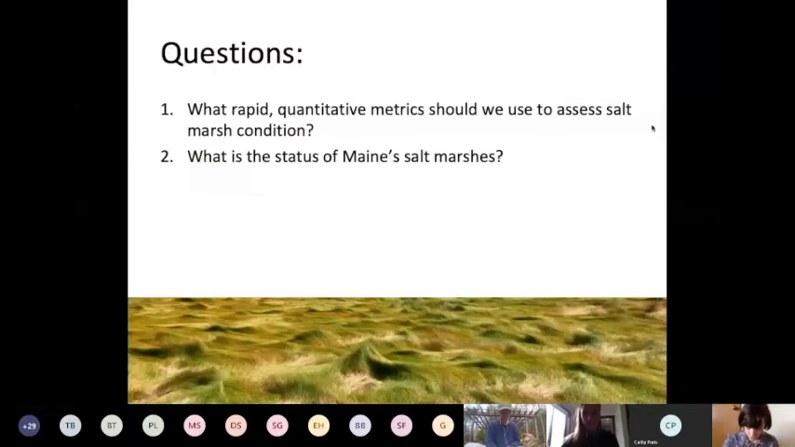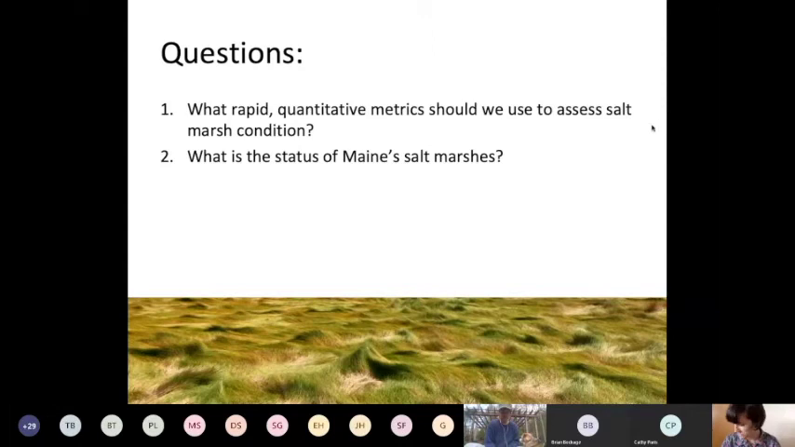So when I started this project in partnership with the state of Maine, I really had two big questions. The first was, what are the metrics that we should use when we are assessing salt marsh condition? Knowing that the state of Maine wanted metrics that were rapid, in other words, a site could be completed in a single day, quantitative, and of course, metrics that were ecologically and statistically meaningful.